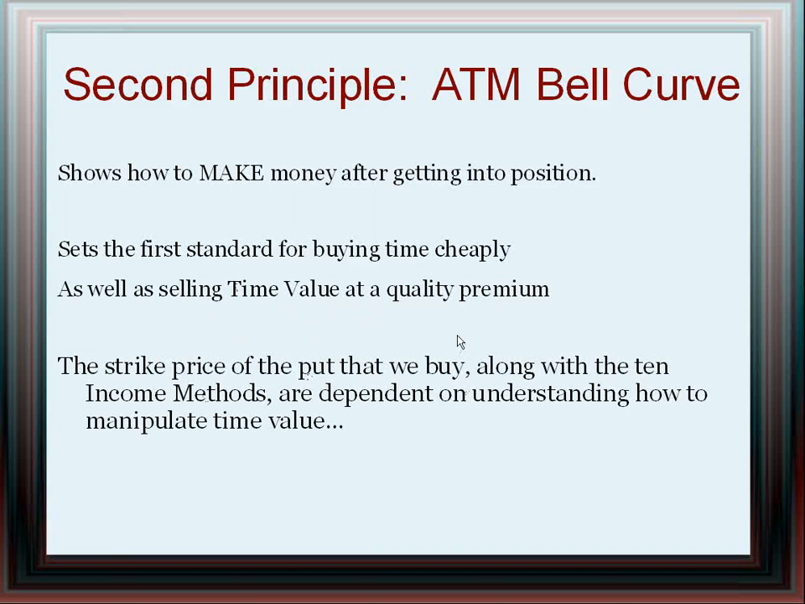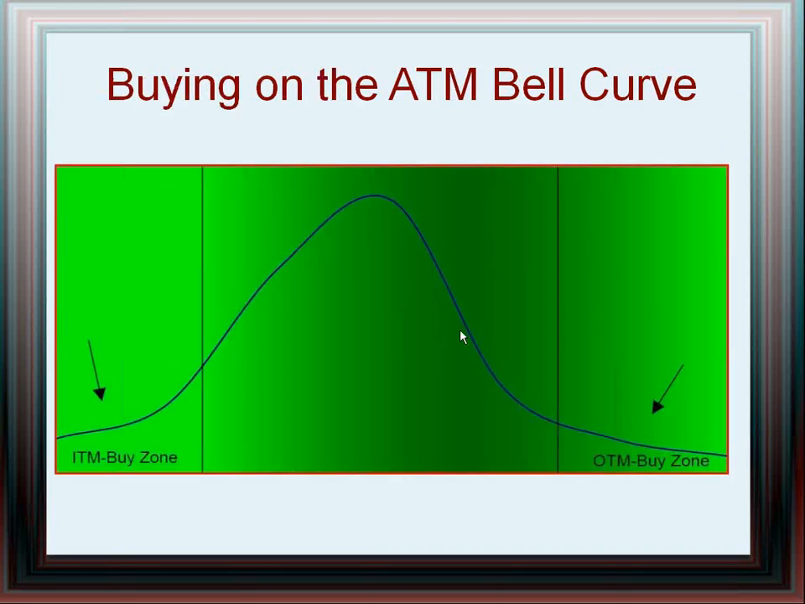The put that we select for that initial protection and the application of the 10 different income methods are dependent on understanding and manipulating the time value. Now, let's take a look here. This is what's known as the at-the-money bell curve, and this is for essentially a call series. Let's just assume a call chain, a 5-strike call chain.